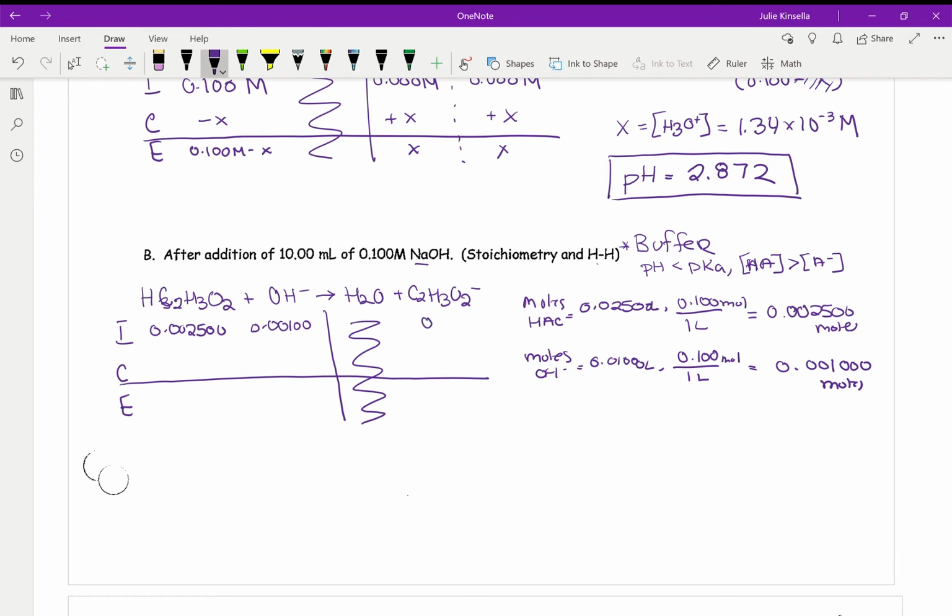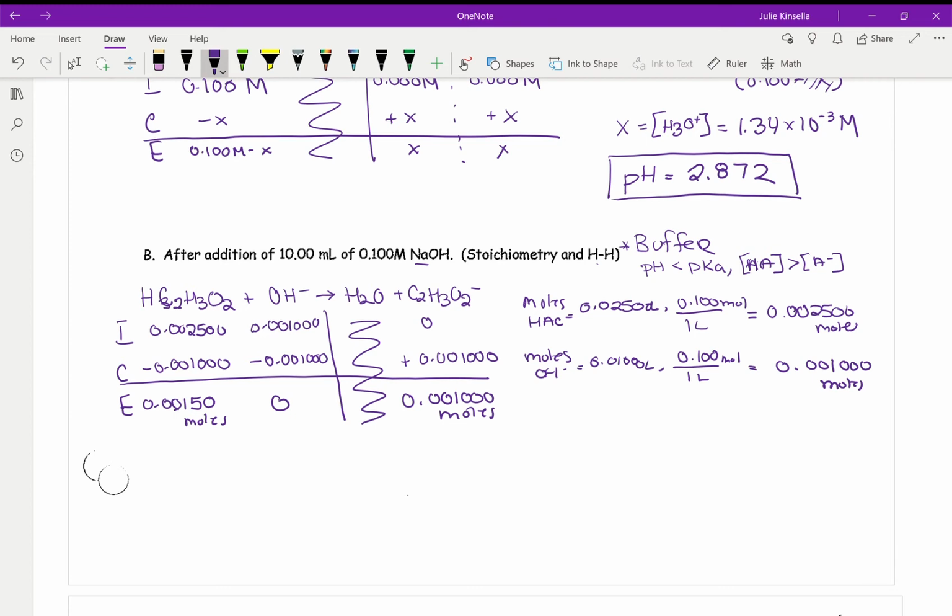So all of the hydroxide is going to react with my weak acid. So this is X. My amount of hydroxide here is going to be my X value, so it's going to produce that amount of my conjugate. So for the moles of my weak acid that's still present, I have 0.0015 moles. I'm going to have 0 for my base. And then I'm going to have 0.001000 moles of its conjugate.